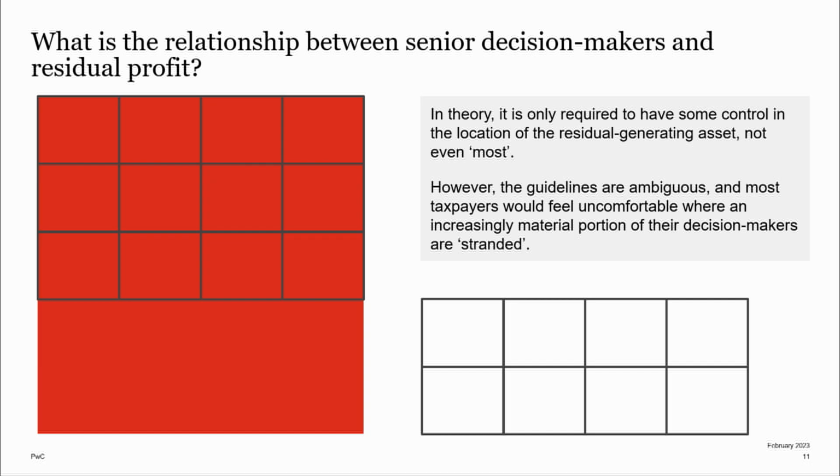However, the rules are incredibly ambiguous, and the subsequent transfer pricing guidance on things like profit splits and on financial transactions have added to this ambiguity. And so most taxpayers, certainly most of my clients, would feel uncomfortable in a situation where an increasingly material proportion of their senior people are not in the same place as their intangibles or as their residual profit.